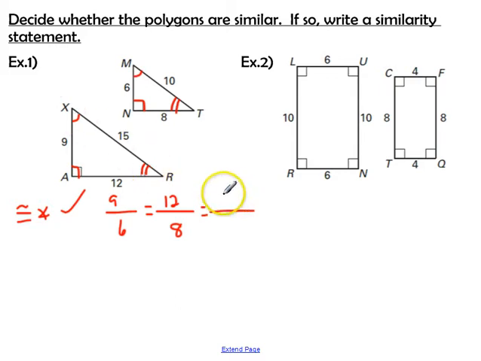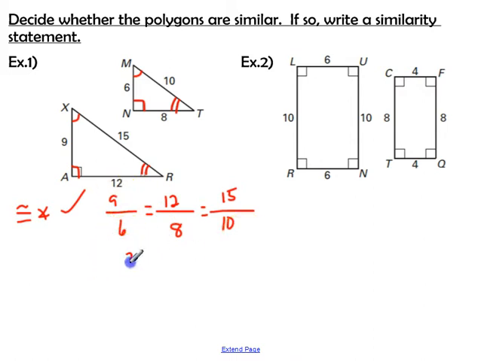And then this side of 15 corresponds to this side of 10. So remember, just make sure you have all the measurements of one triangle across the top with the corresponding measurements of the other triangle across the bottom. Then we just want to simplify these.